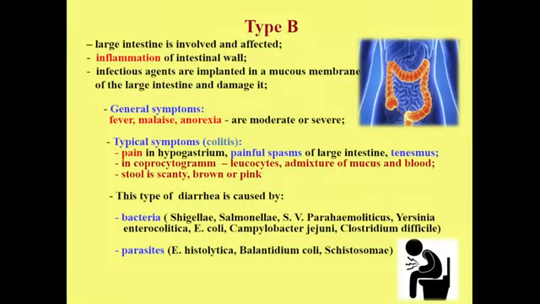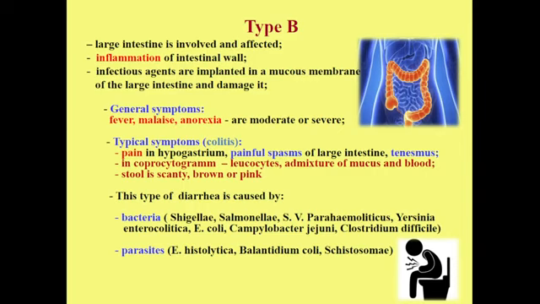Type B. The large intestine is involved and affected. Inflammation of the intestinal wall. Infectious agents are implanted in the mucous membrane of the large intestine and damage it. General symptoms: fever, malaise, anorexia are moderate or severe. Typical symptoms of colitis: pain in the hypogastrium, painful spasm of the large intestine. Tenesmus, which is a painful spasm of the rectum that comes before defecation and relieves or goes away after it.